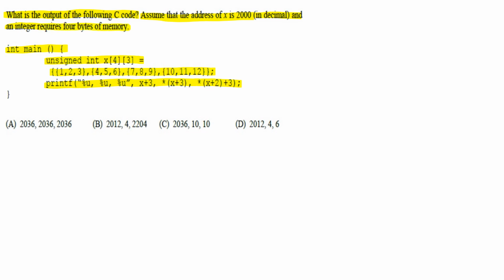Now, although for us it is a two-dimensional array, in memory it will be represented as a one-dimensional array of 12 elements. Why 12 elements? Because 4 rows, 3 columns. So 4 times 3 is 12. So there are 12 elements in this array, and the physical representation of the array would look like this.